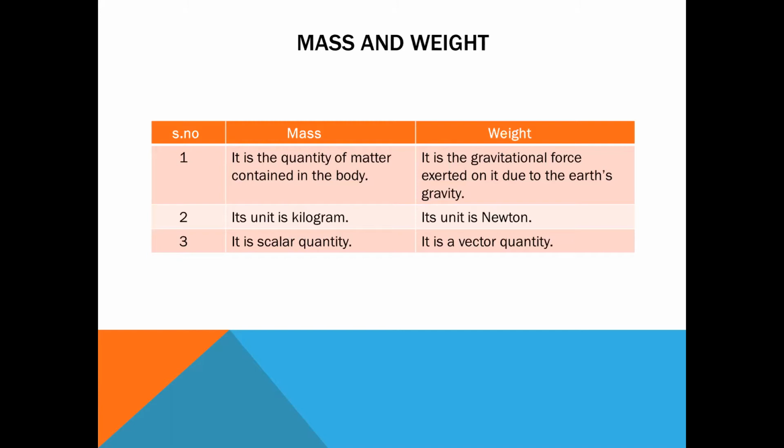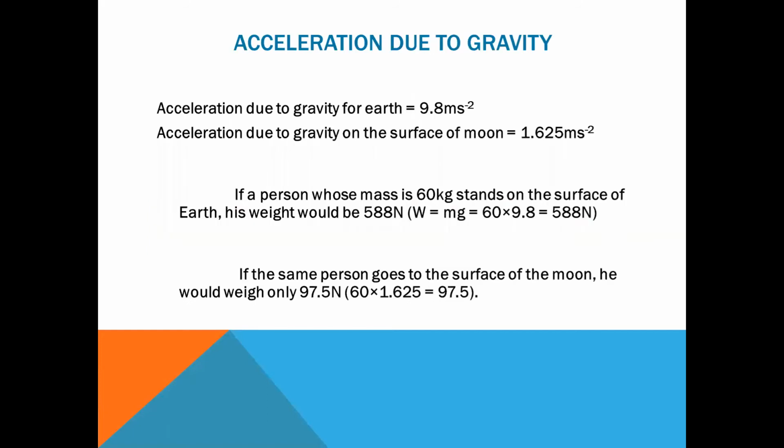Mass is the quantity of matter contained in the body. Weight is the gravitational force exerted on it due to the Earth's gravity. The unit of mass is kilogram and the unit of weight is Newton. Mass is a scalar quantity and weight is a vector quantity. Scalar means one which has magnitude and no direction. Vector means one which has both magnitude and direction.